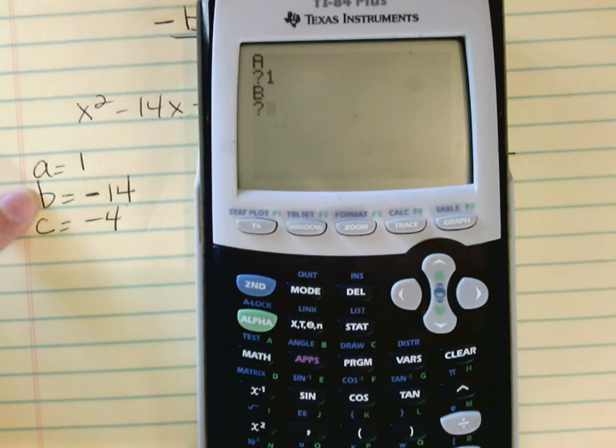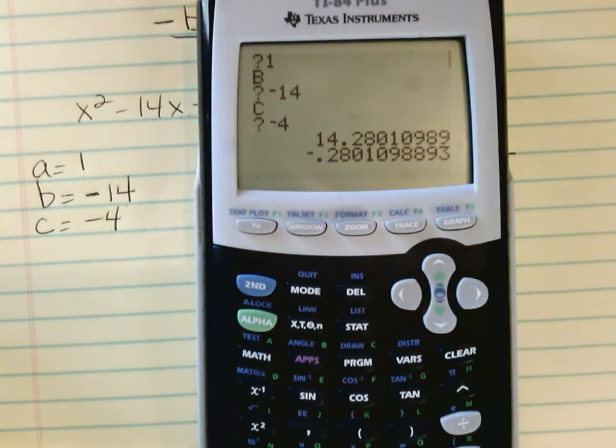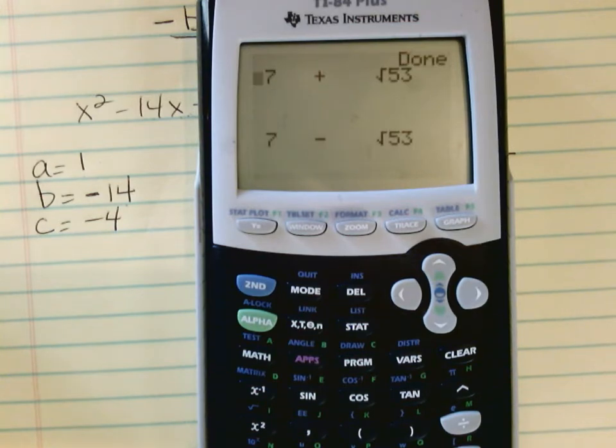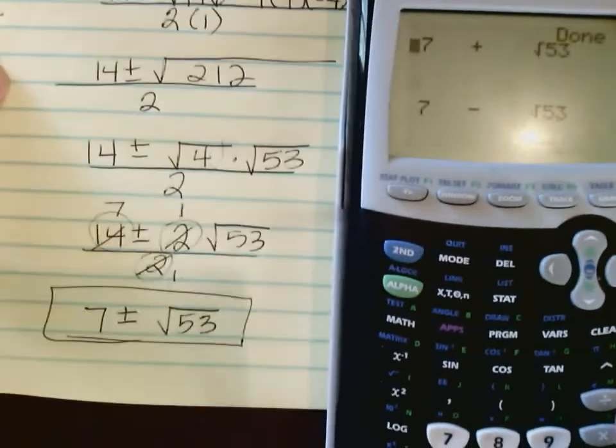Then it asks what your B is. My B is -14. Then it asks what your C is. My C was -4. So now when I hit enter, it gives me that answer first, which we're going to have some of those in a little bit where we're going to want to see that. But if I hit enter again, there's your answer that you had to do all of this work to find.